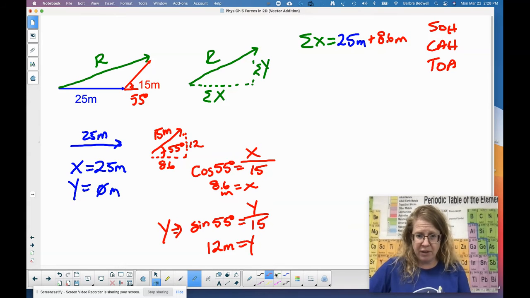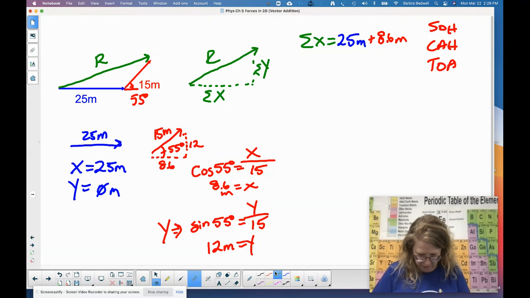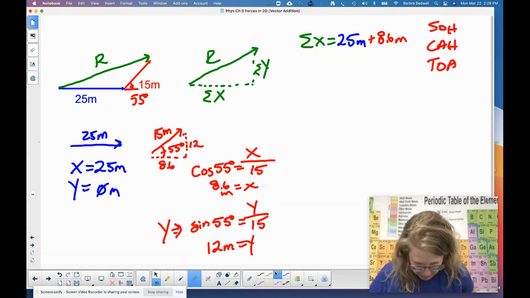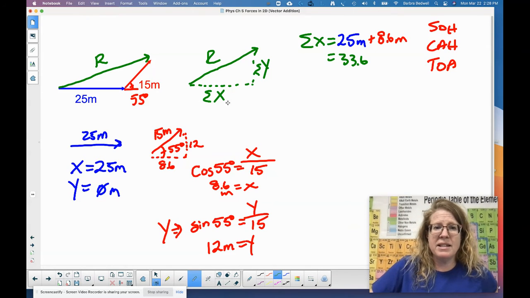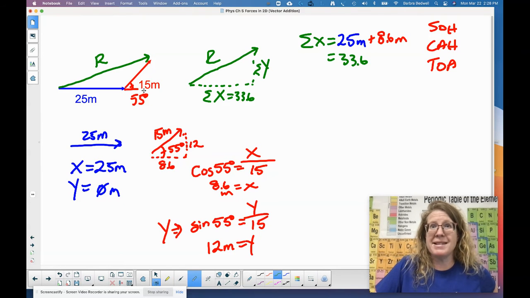And so what's our value for that? Let me figure it out. 25 plus 8.6 is equal to 33.6. That's this value now, equals 33.6. All the way 25 meters over, plus another 8.6 meters over from the second vector.